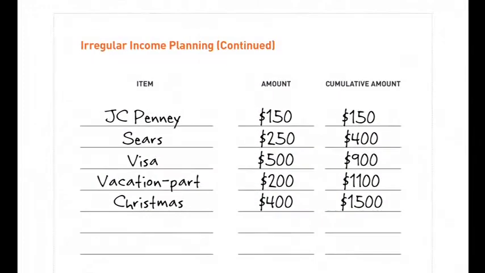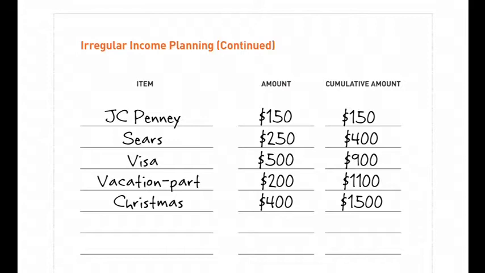Rewrite the sheet then, off of a yellow pad, write it onto this sheet in order of importance. Most important to least important. And the sheet is really simple. The amount is the amount that you need for the item. The cumulative amount on the right-hand side is just the running total.